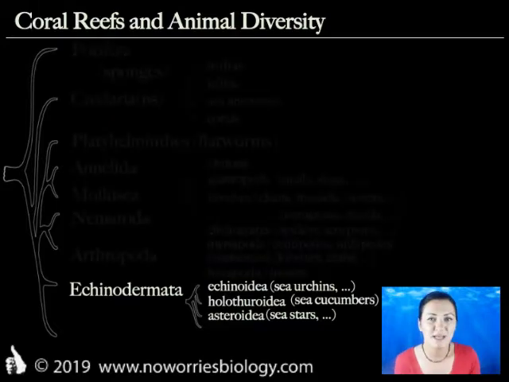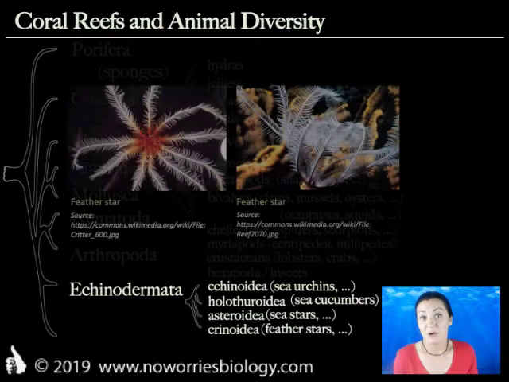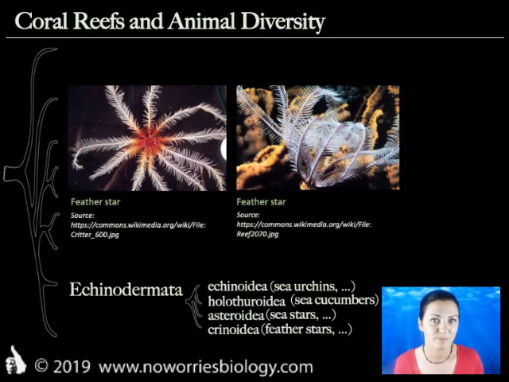And last but not least, Crinoidea, where we find feather stars, for example, belong to the echinoderms as well. They use their feather-like arms to filter particles out of the water and feed on them. And just like the other echinoderms, they can be found abundantly in coral reefs.